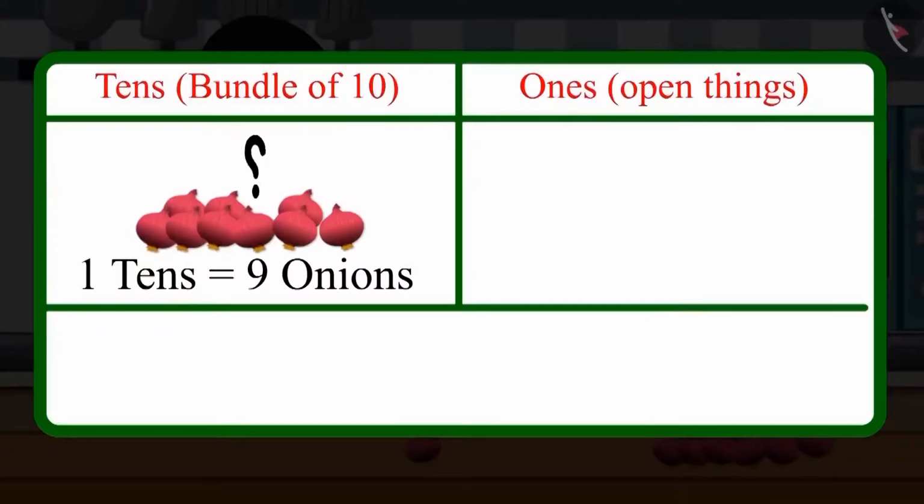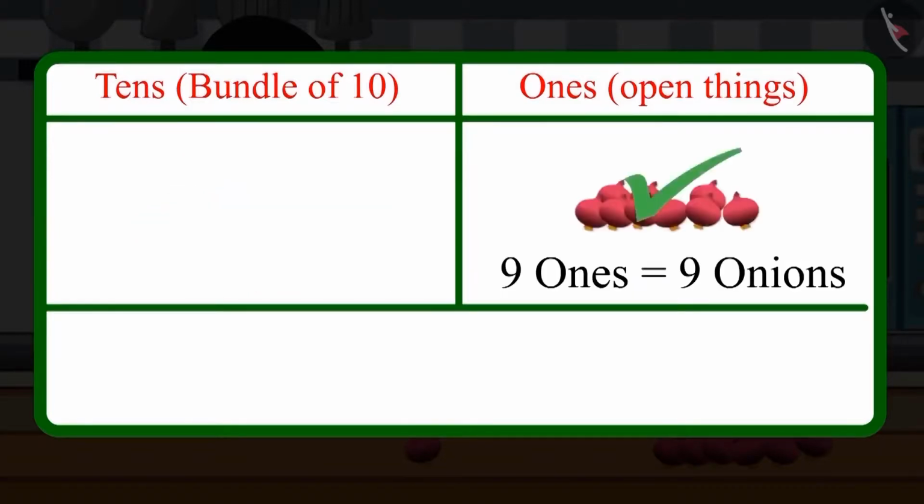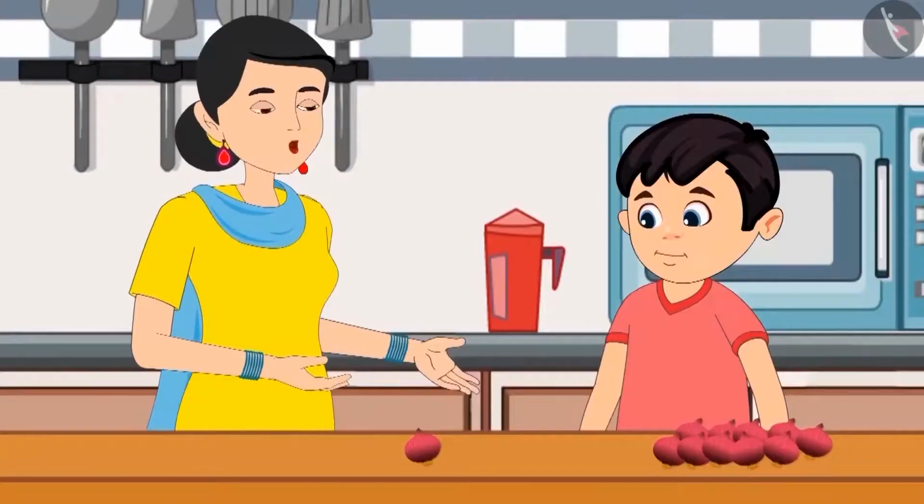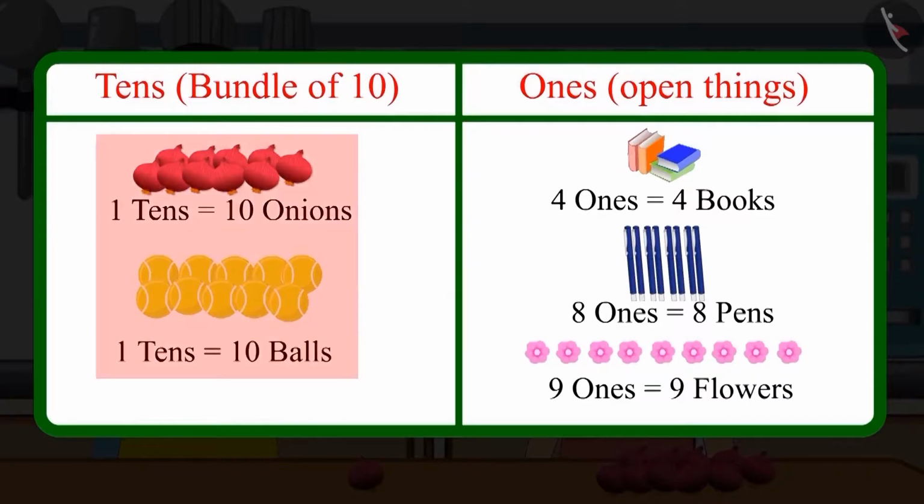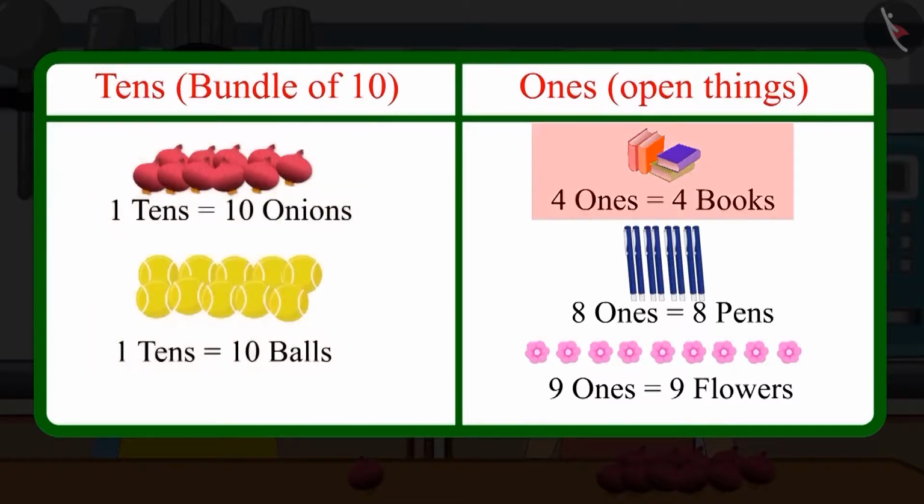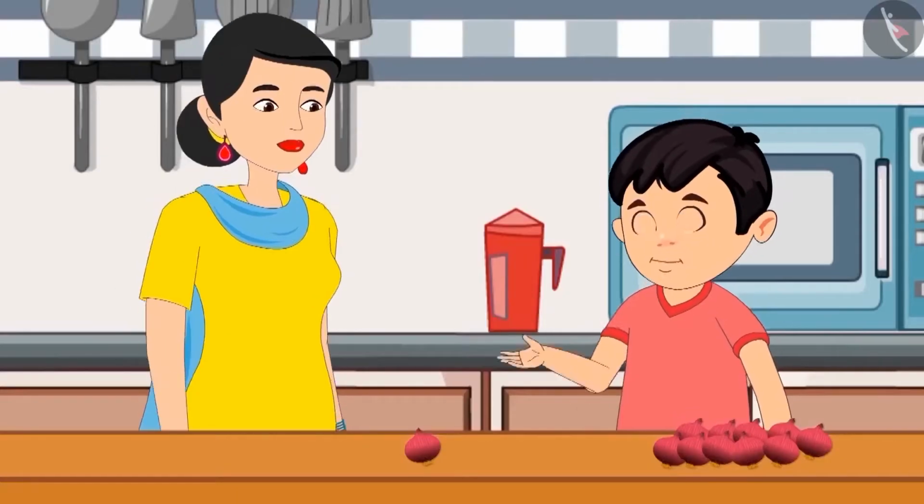Okay, Chotu, tell me something. Can 9 onions together make 1 tens? No, Mummy. For this, we will need 1 more onion. This will be 9 ones. Absolutely right, Chotu. This means that 10 onions or 10 balls, all those things present in a group of 10 make tens because they are in a group of 10. But 4, 8 and 9 things which are less than 10, they are ones and we count them individually. Have you understood? Yes, Mummy.